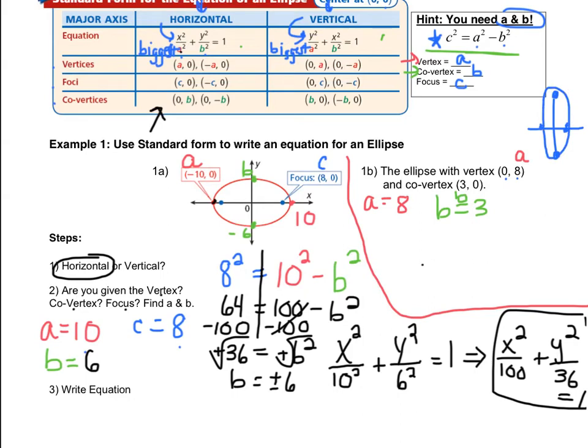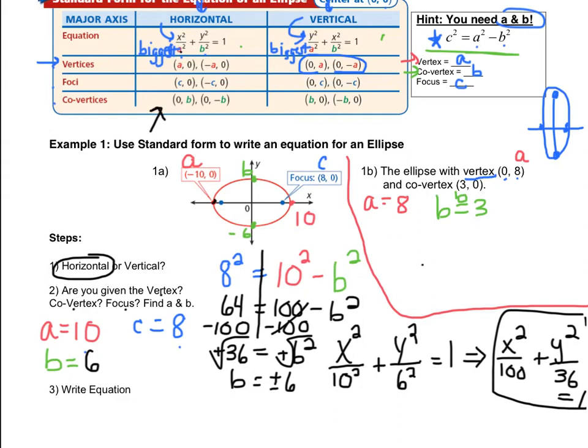If you don't like sketching the graphs, you can always match up your points with what you see in the formula table. So we would look at the vertex row, and we'd find the ordered pair that has 0 first, and then the 8 in the y position. So that matches up with this type right here. So we can confirm it's vertical.